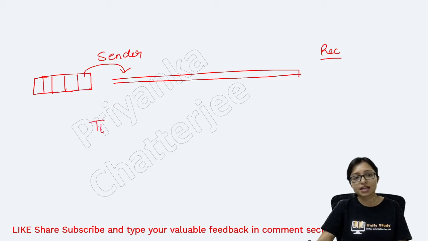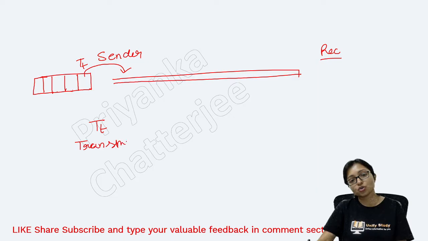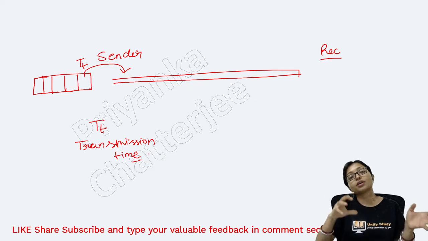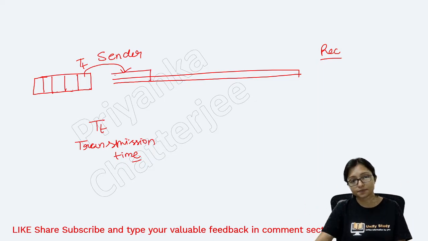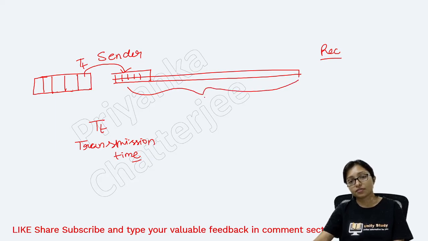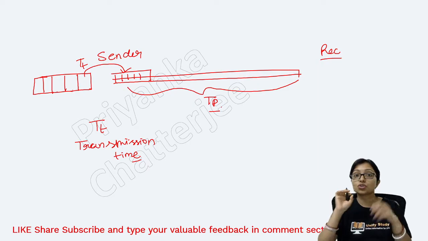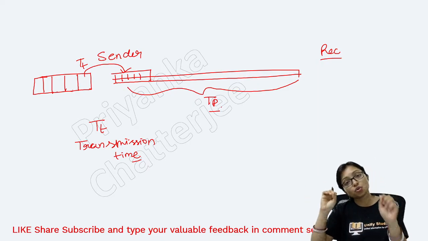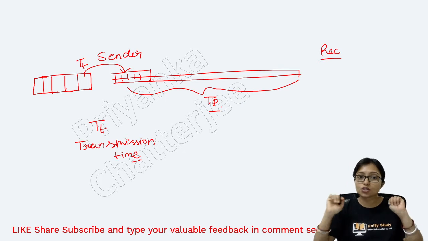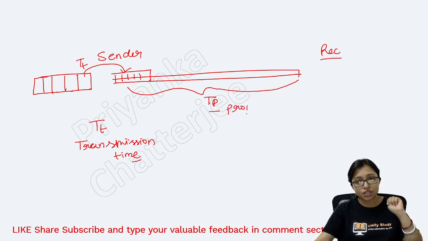So what is transmission time? It is how much time it takes to load the data. Means you are loading the data into the channel. This is called transmission time. Now what is propagation time? When you are sending it from sender to receiver, this is called the propagation time. How much time it takes to transfer one bit of data to the receiver is called TP, the propagation time. This is the first concept you need.